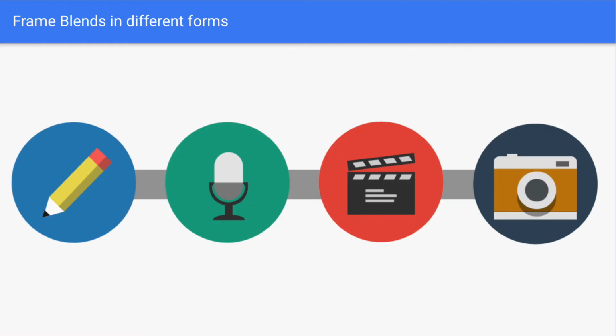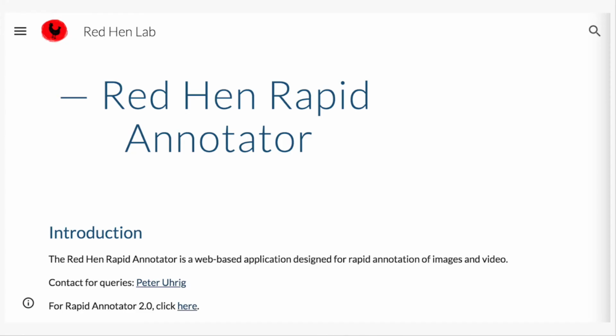So I just showed an example of frame blends in text, but there are tons of other examples of frame blends in image or in video. If you pay enough attention to it, you can find the trick. In this section, to make you familiar with the interface, I will show you how to do a sample work as an analyst on the Rapid Annotator interface.